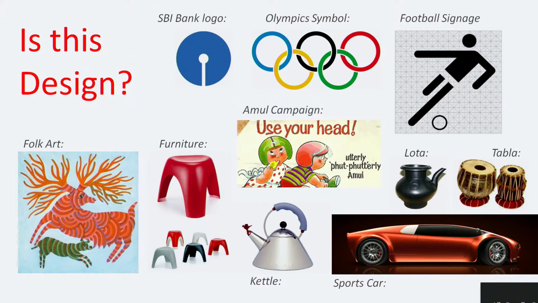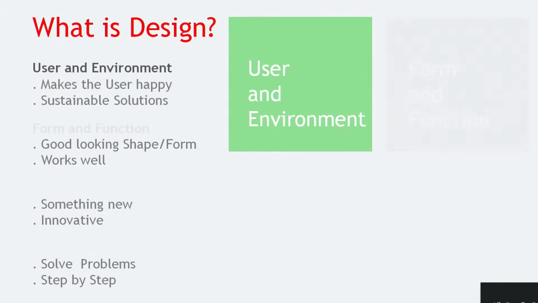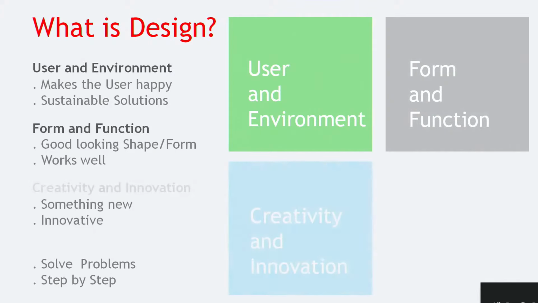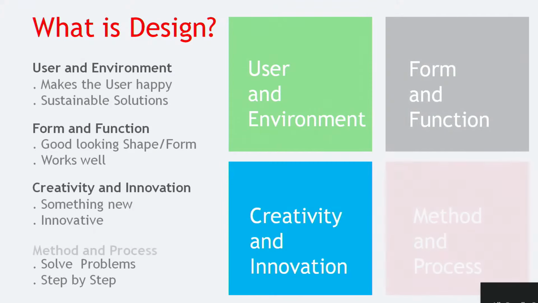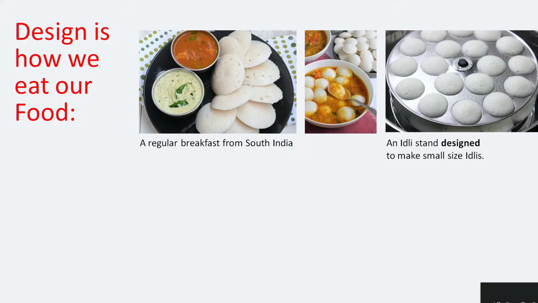motorcycles, right? And then you get into what things are needed to make design. So you need people, you need environment, you need form, you need it to work. Mostly design is very creative and innovation is part of it, and it follows a process. So this is the fundamentals of this. Then you explain through very simple things. Like if you had to make idlis, you need to design a vessel which can make it. If you want to make small idlis, you need a smaller vessel to do it.